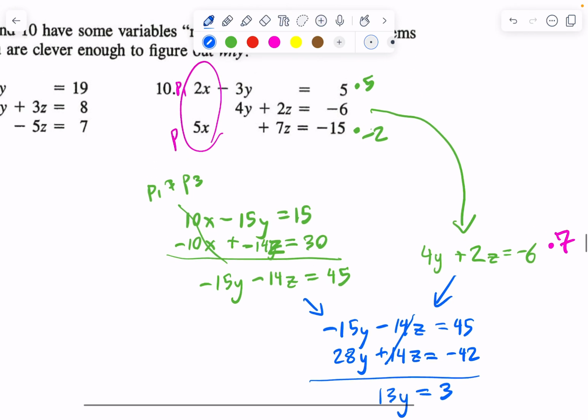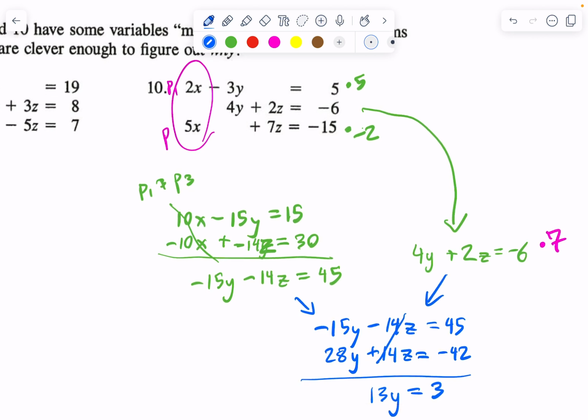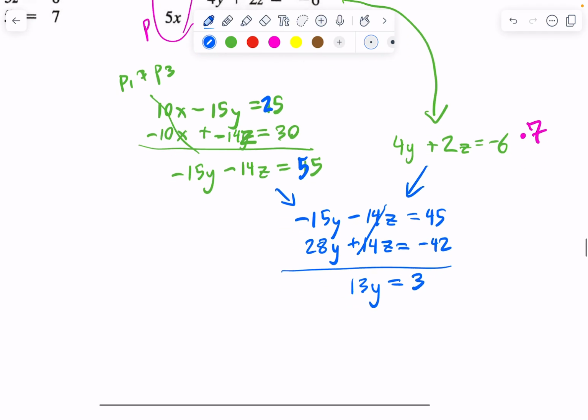Let me double check my work really quick. So I'm gonna multiply by 5. That's 10 minus 15. Oh, 25. Look at that mistake. So over here I get a 55. And then down here, 55 minus that is 13. There we go. I knew it worked out evenly in this one. Okay, we will get some sloppy fractions later. So we get y is 1.